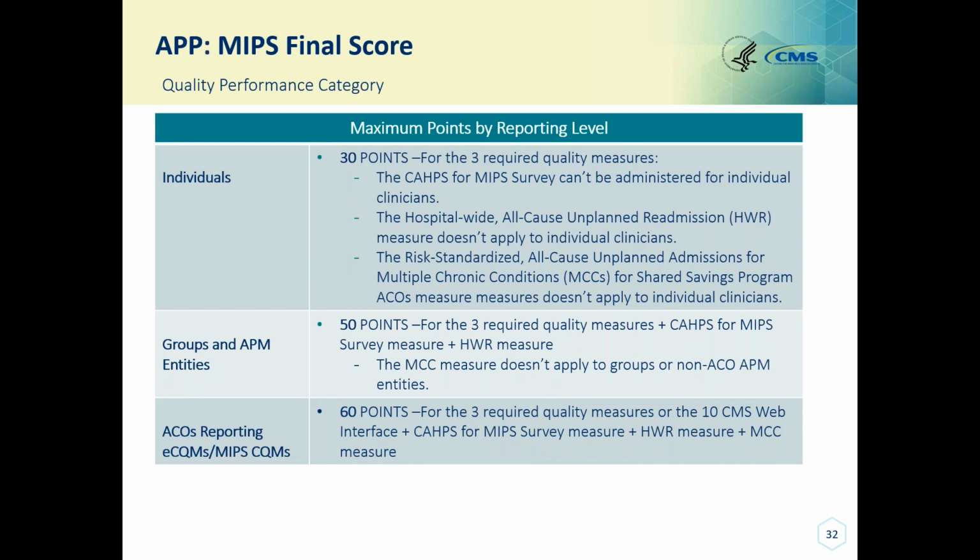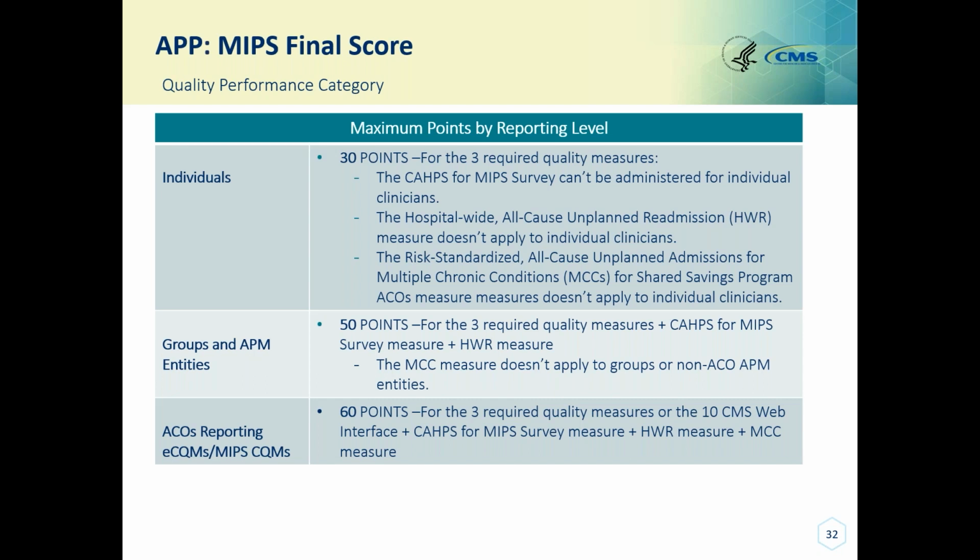So we briefly touched on the fact that individuals, groups, as well as APM entities can report through the APP. The scoring breakdown is a little different because of measures being applicable to individuals versus groups and APM entities. If you're an individual reporting under the APP, the total points you can earn for quality is 30 points, based on the 3 required eCQMs or MIPS CQMs. You will not be scored on the hospital-wide measure because it's not applicable to individual clinicians. CAPS is not applicable to individual clinicians, as well as the MCC measure.